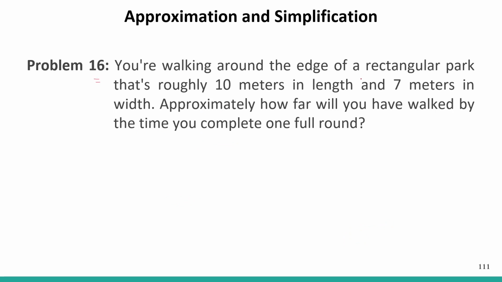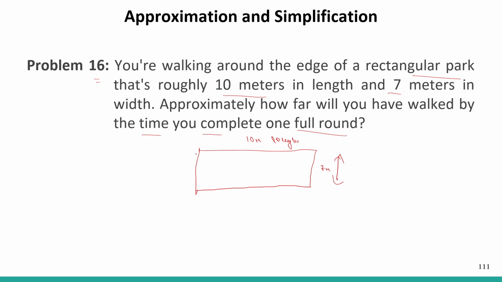You are walking around the edge of a rectangular park that's roughly 10 meters in length and 7 meters in width. So we have a rectangular park right here. Okay. So that is 10 meters in length and 7 meters in width. Approximately how far will you have walked by the time you complete one full round?